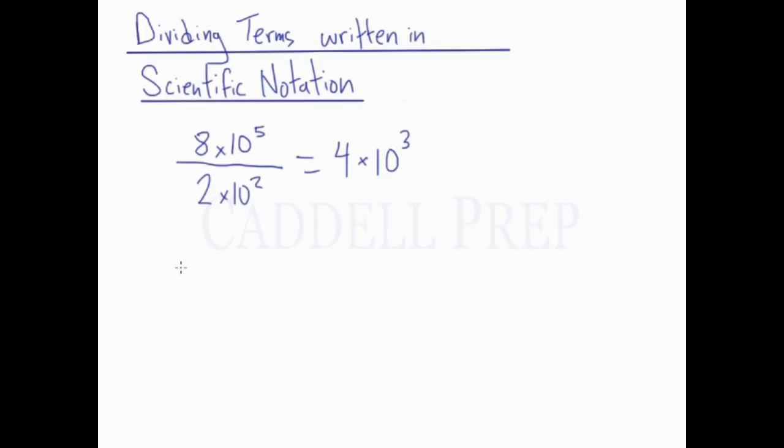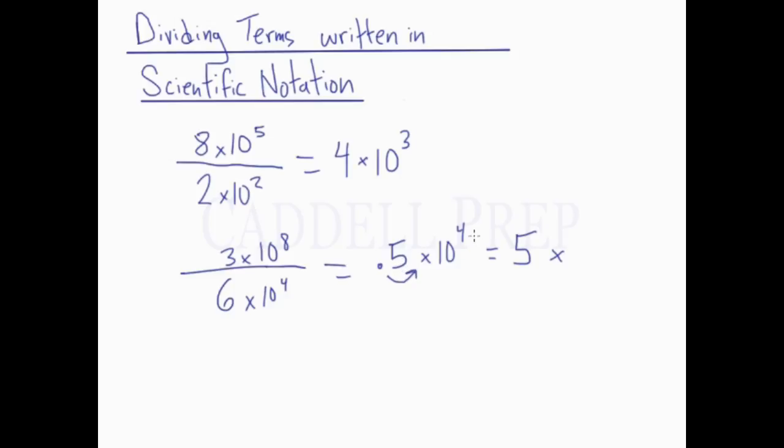Okay, so now let's look at a more difficult one. Say we had 3 times 10 to the 8th. And let's make this 6 times 10 to the 4th. Now when we do 3 divided by 6, we get 0.5. 10 to the 8th divided by 10 to the 4th, subtract, we get 10 to the 4th. But this isn't in scientific notation. The decimal has to be after the 5. So 5 point, or just 5. So now we make this a factor of 10 bigger. So to make up for it, make this a factor of 10 smaller, so make this 10 to the 3rd.